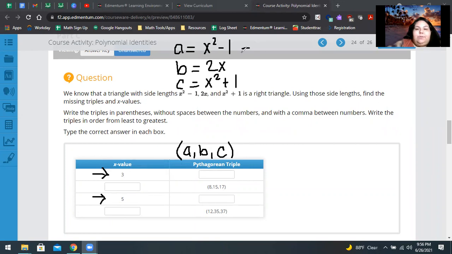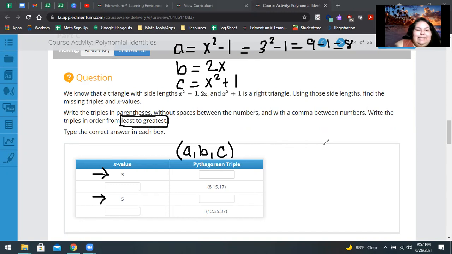So I'll start out with this one here. It'll be 3 squared minus 1. That's 9 minus 1, 8. So far you'll have one value as 8, and then you're going to continue on finding the rest. Make sure that there is a comma in between them, and it is from least to greatest.